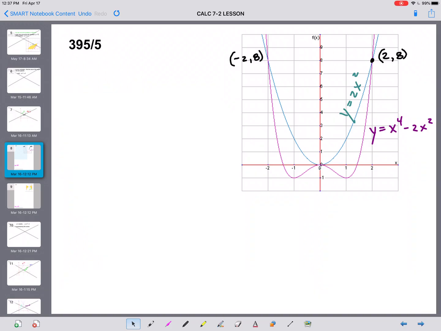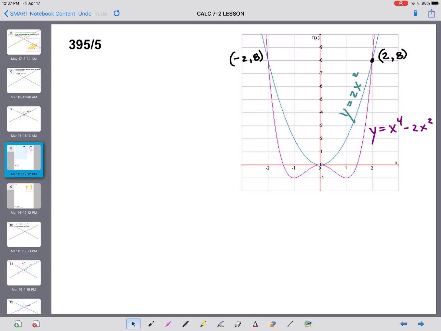This is going over calculus homework, page 395. On page 395, we've got 4 problems. Now take a look at this one. We've got the 2 equations, and we want to find the area between them.